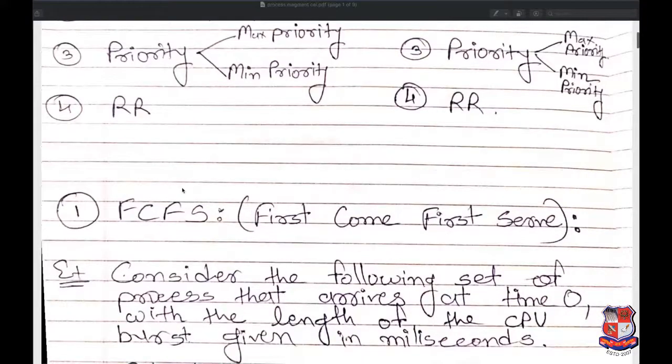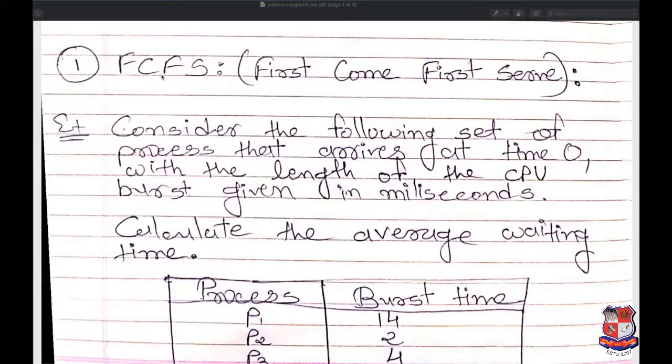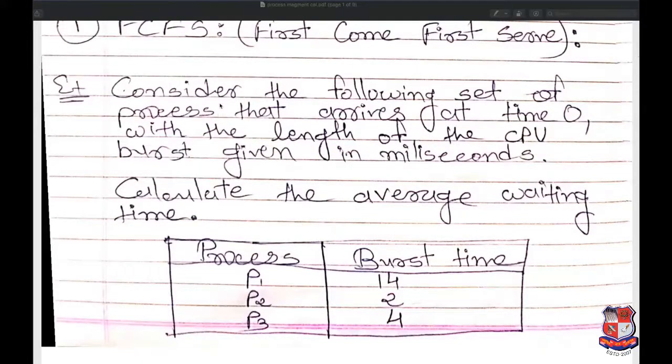So let us start with the concept of FCFS with one example. FCFS, first come first serve. It is also called FIFO, first in first out. So my question is, for FCFS, consider the following set of processes that arrives at time 0 with the length of the CPU burst given in milliseconds. At the last, calculate the average waiting time.